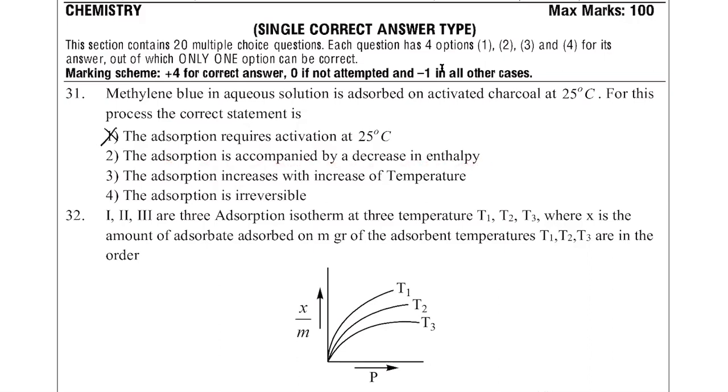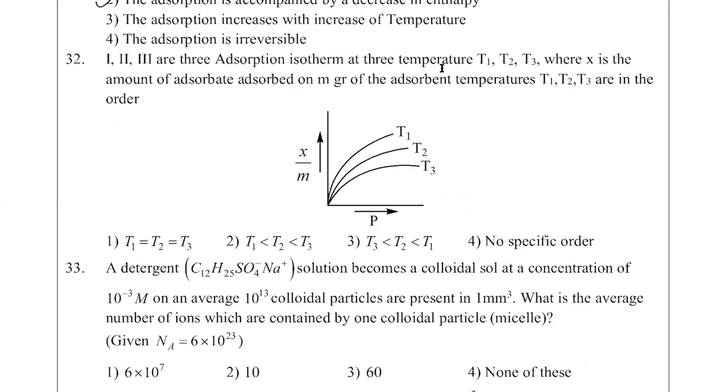Adsorption is accompanied by decrease in enthalpy, which is correct because either physisorption or chemisorption, adsorption enthalpy will always be less than zero. The adsorption increases with increase in temperature. That is also incorrect because adsorption decreases for physisorption. The adsorption is irreversible. That is also incorrect because physisorption is reversible.